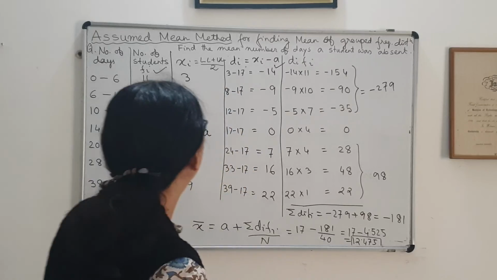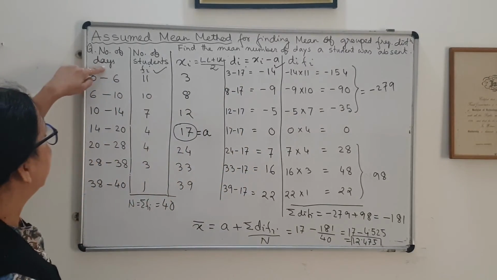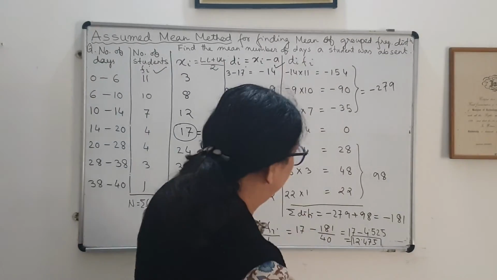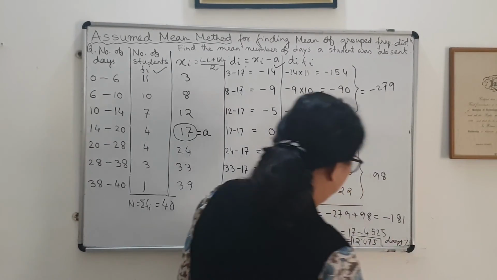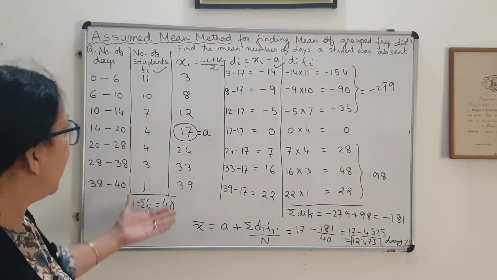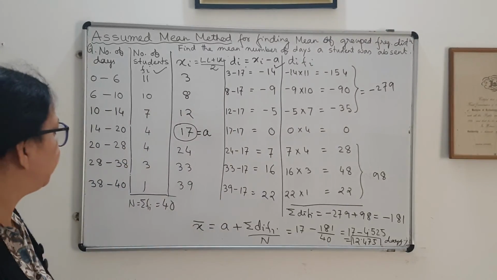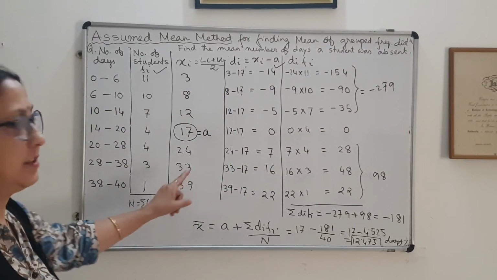And what should be the unit? The unit of the variable is days, because you have to find the mean number of days. So 12.475 days is the answer. So this is the assumed mean method. I think the thing is clear.